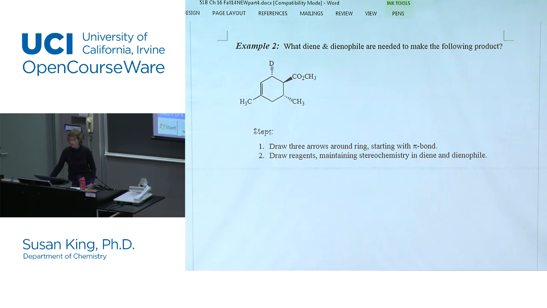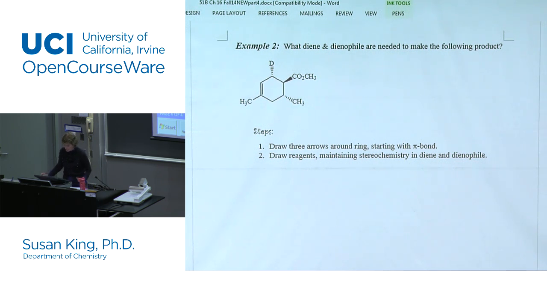All right, so this one here is a little bit different because it's asking for what diene and dienophile are needed to make the following product. That's a little harder, isn't it, in some ways?